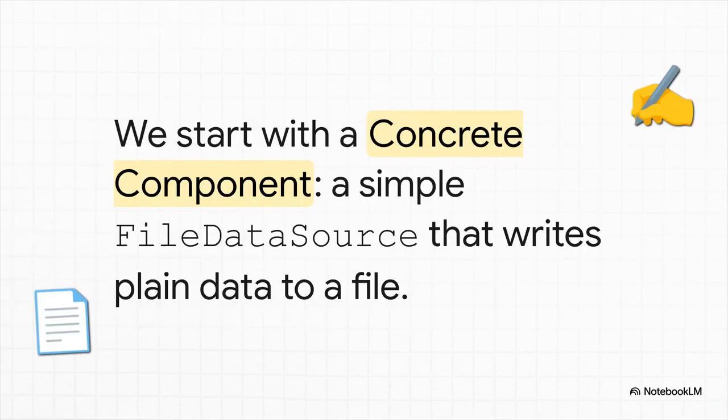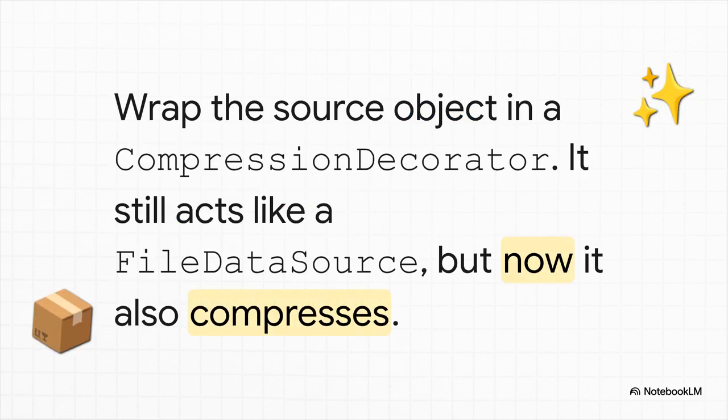All right, let's walk through a different example to make this super clear. Let's forget about notifications for a second and think about writing data to a file. We're going to start with our concrete component, a simple file data source. Its only job is to write plain, raw data to a file. That's it. Now, let's say we need to add compression. Instead of changing that original class, we just wrap our source object inside a new compression decorator.